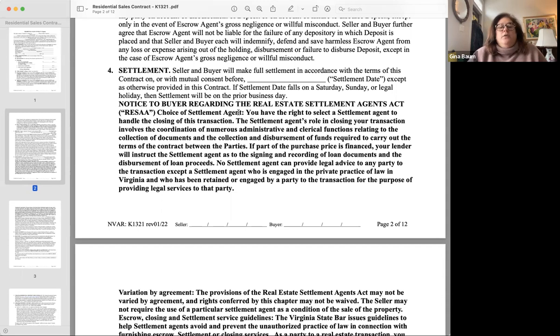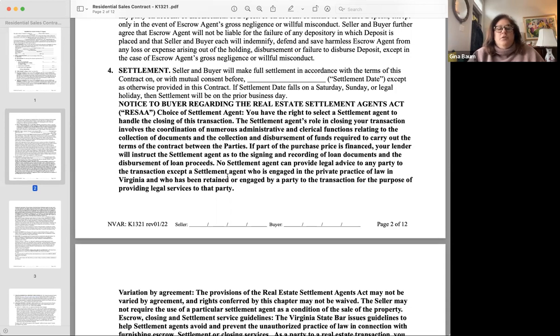Notice to buyer regarding the Real Estate Settlement Act, the RESA, choice of settlement agent. You have the right to select the settlement agent to handle closing of this transaction. The settlement agent's role in closing your transaction involves the coordination of numerous administrative and clerical functions relating to the collection of documents and the collection and disbursement of funds required to carry out the terms of the contract between the parties. If part of the purchase price is financed, your lender will instruct the settlement agent as to the signing and recording of the loan documents and the disbursement of loan proceeds.